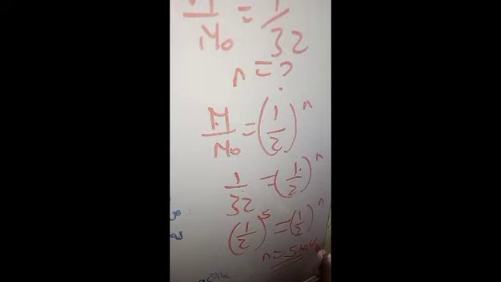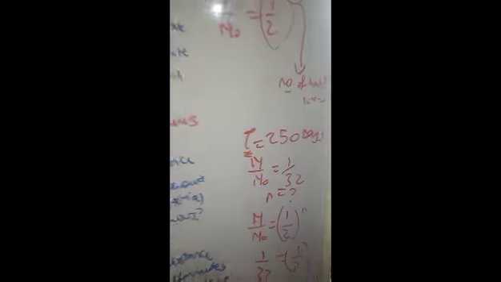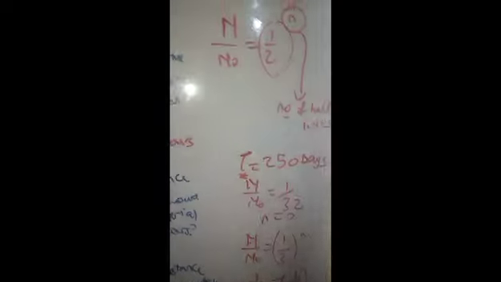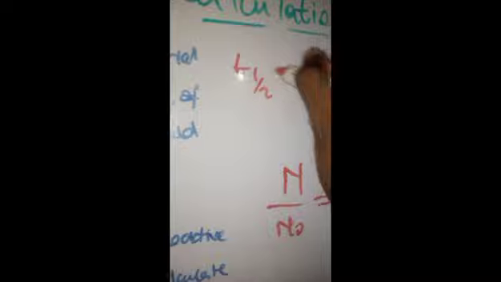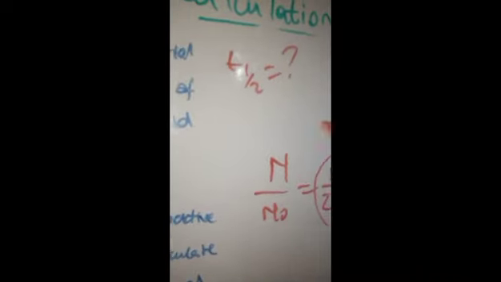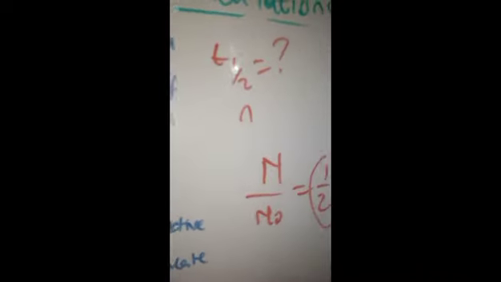There's a difference when they ask you what is the half-life and what's the number of half-lives. If they say what is the half-life, you are looking for T half. If they say what's the number of half-lives, you are looking for n. So take note of that.